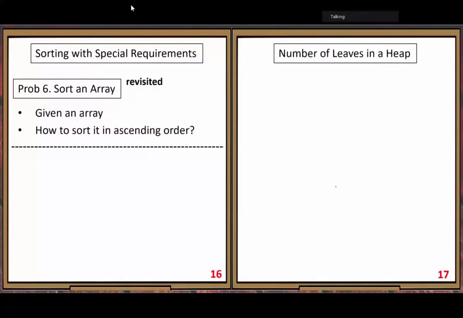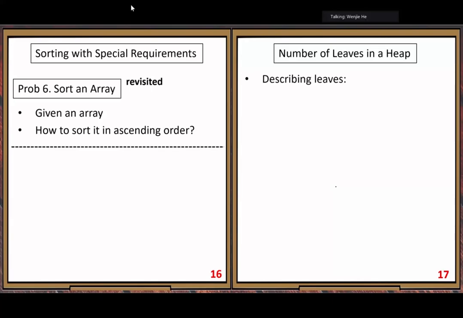All right. So let's start from the bottom level, bottom up. So we start from the bottom. Number of leaves in a heap. Given a heap, can we find the number of leaves in this heap? We need to find a formula for the number of leaves. That's pretty easy. So let's look at this question.